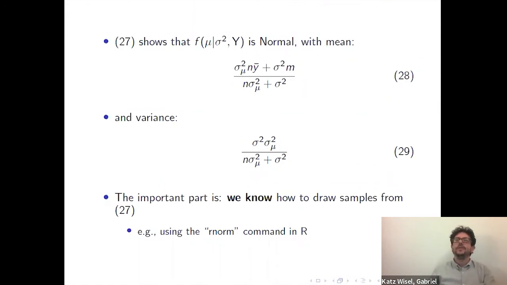And this, I know how to generate values from a normal. I know how to compute means and variances from a normal, and I can simulate very easily in R using the command rnorm to generate values from a normal distribution. Right?